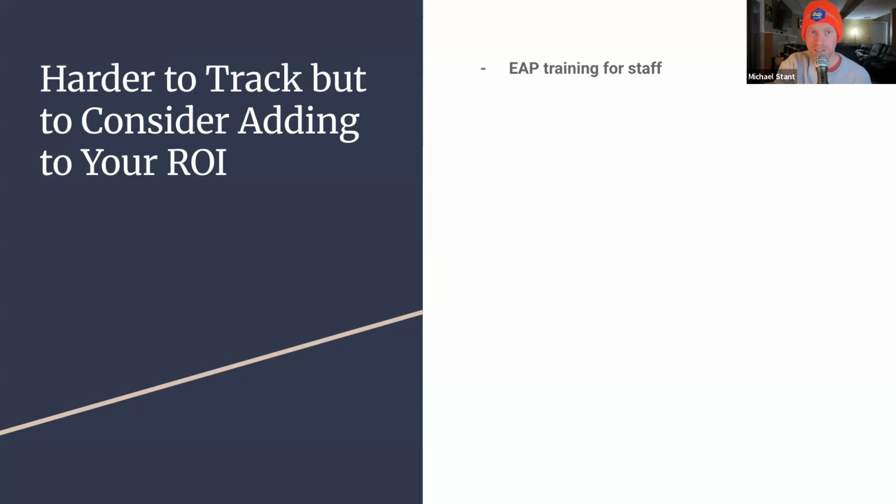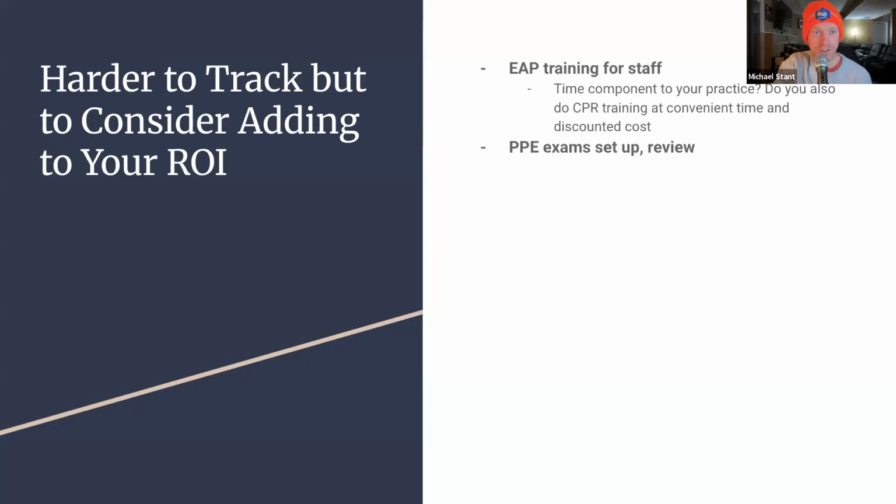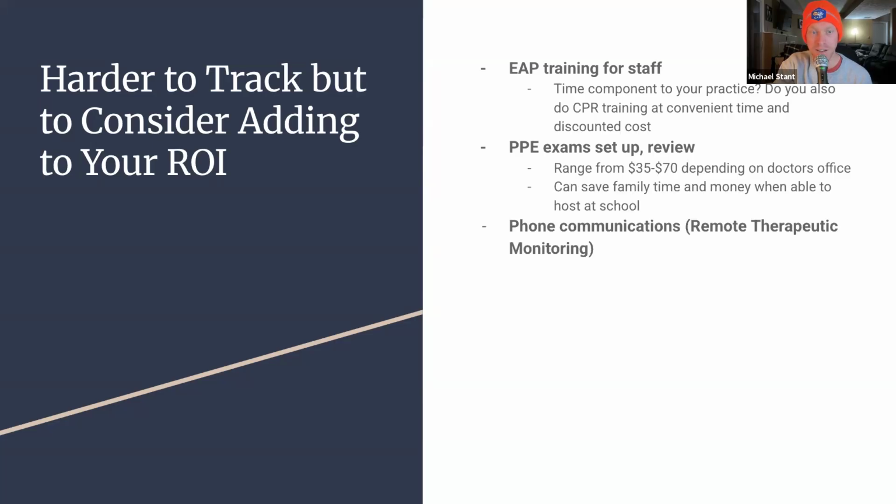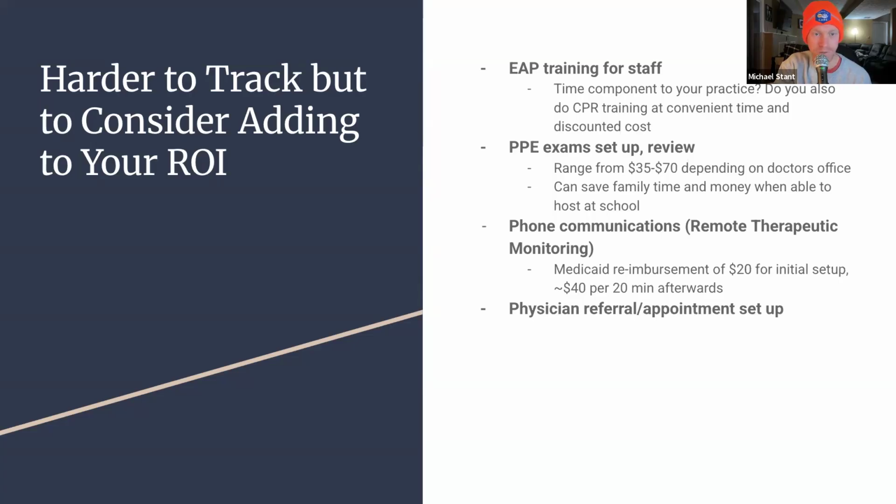Harder things to track, but to consider: EAP training for staff, and pre-participation exams, especially if you're setting it up at your high school. We do a lot of that in Baltimore City. Phone communication, like if you're truly following up with a kid in a college setting and having them make sure they're doing rehab and whatnot, there are actually reimbursement CPT codes for that as well.